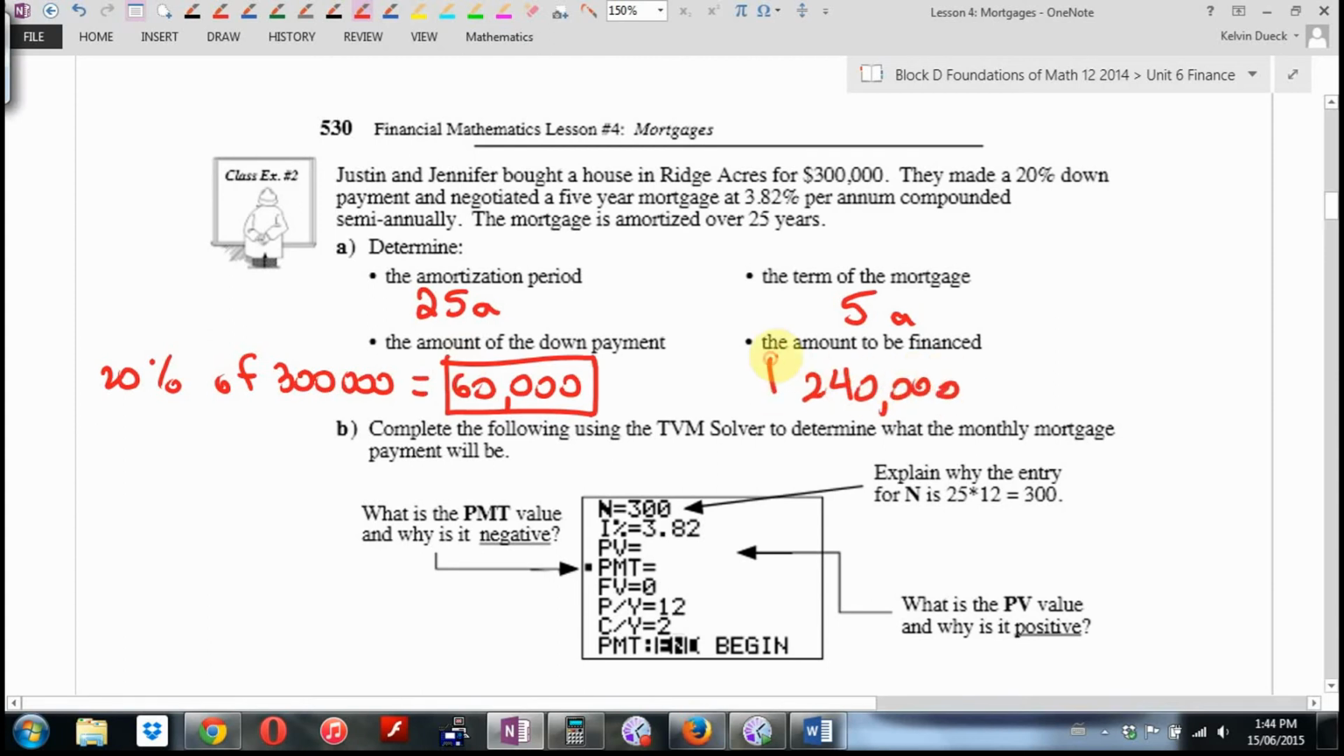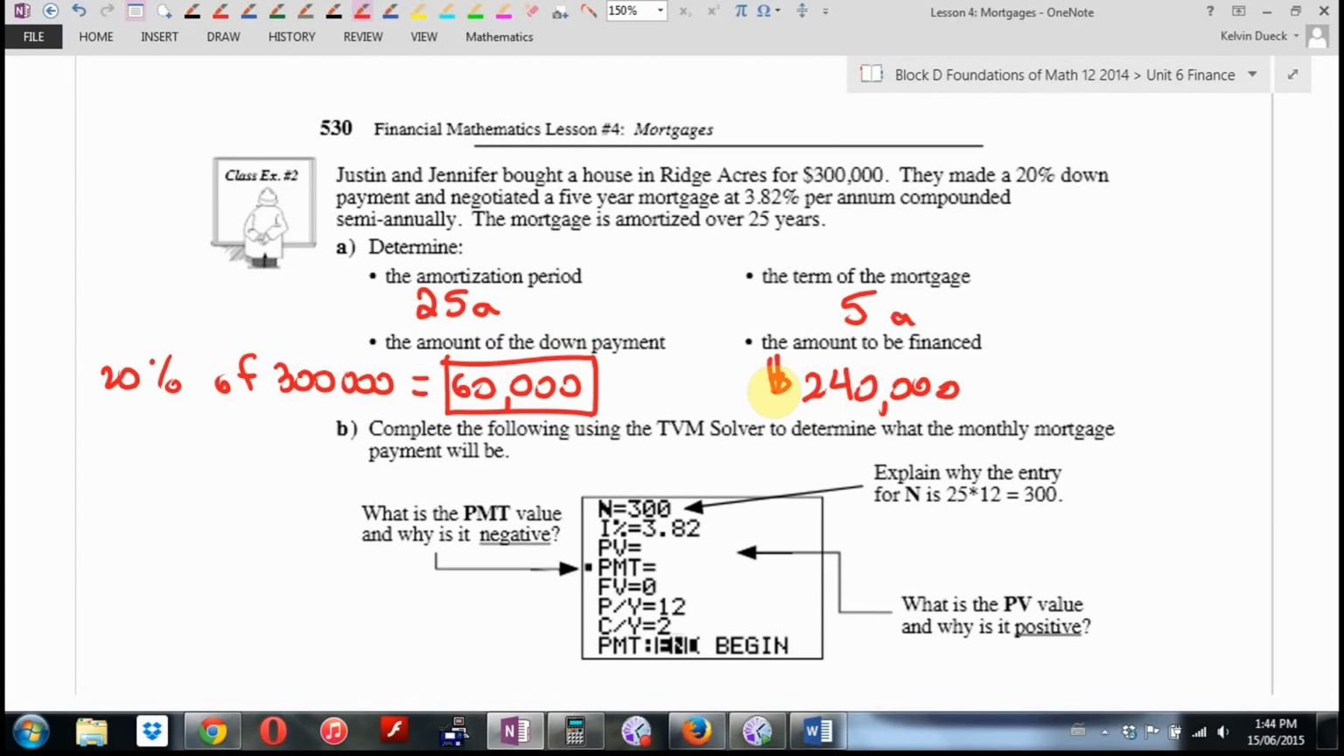$240,000 is what they're borrowing. And of course, the question everyone wants to know is not how much am I paying. What they want to know is what are the monthly payments? Because that's how you can budget.